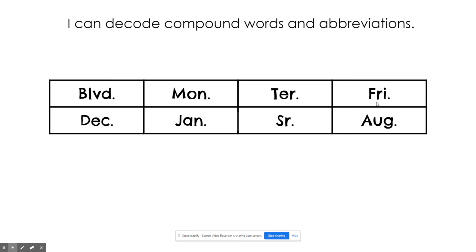FRI is the abbreviation for everyone's favorite day, Friday. Okay. DEC is the abbreviation for December. So Christmas is on December 25th. JAN is the abbreviation for January. So January 1st is New Year's Day. SR is the abbreviation for senior, like you will go to Plano West Senior High School. And AUG is the abbreviation for August, like school usually starts in August.